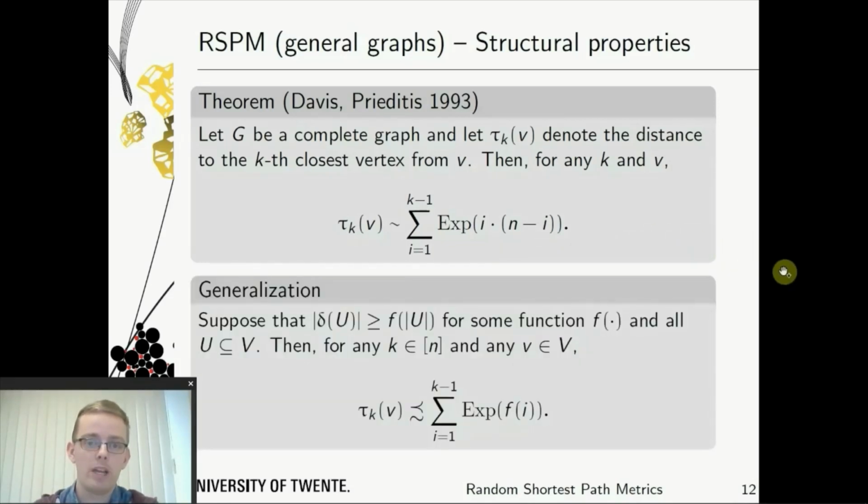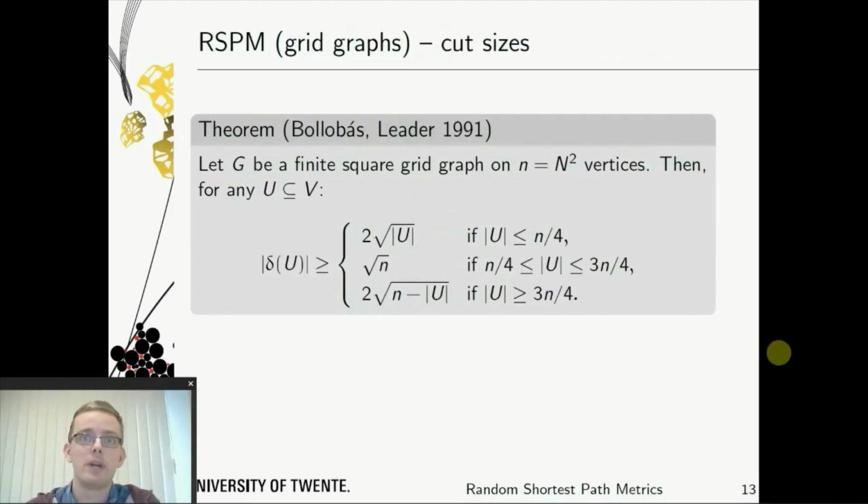So we can generalize this result by Davis and Prédit if we have a bound on the number of edges in the cut defined by a subset U. And the generalization is shown here as follows. And luckily, when we look at square grid graphs, such a bound on the number of edges in a cut was already known, so we can use that to continue with our generalization of the original proof.